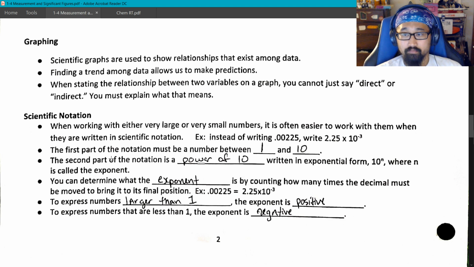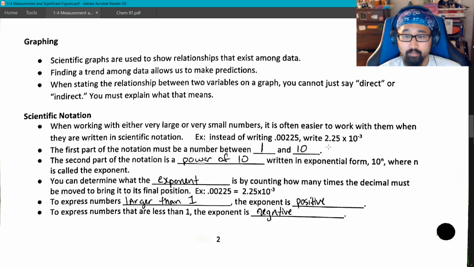Now, when we're working with numbers in chemistry, we tend not to look at kind of normal numbers. We tend to look at numbers that are really big or really small. And in order to make them easier to look at and easier to do math with, easier to analyze, we use something called scientific notation. Now hopefully you've seen this kind of term before. If you haven't, I'll explain it, right?